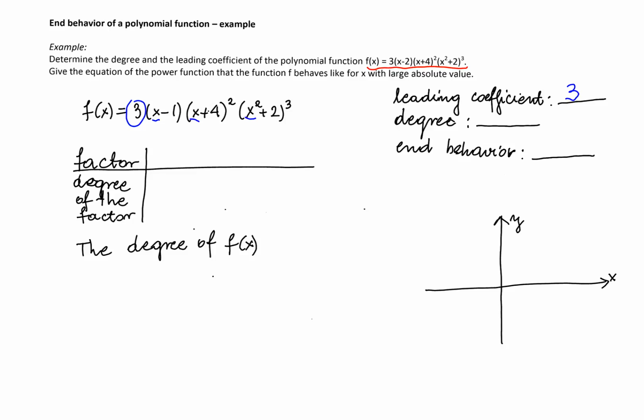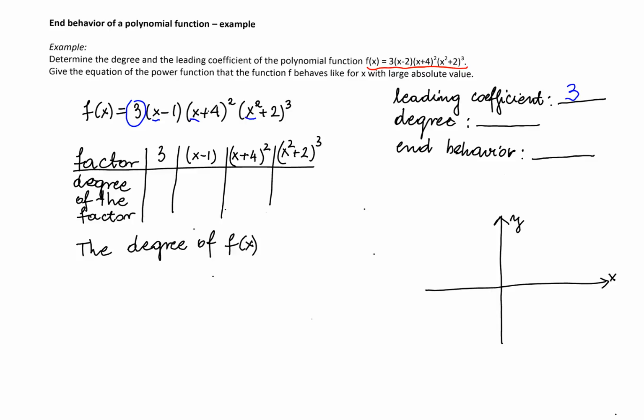Now, as for the degree of the polynomial, we have to remember that the degree of the product of two or more polynomials is the sum of the degrees of all the factors. So it is enough to determine the degree of each factor and add them all to get the degree of the whole polynomial. So let's look at our function and let's list the factors. The factors are 3, then we have x minus 1, then the next factor is (x plus 4) squared, and the last factor is (x squared plus 2) to the power 3.